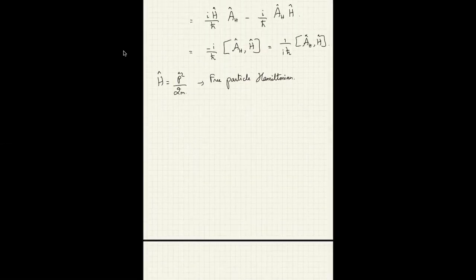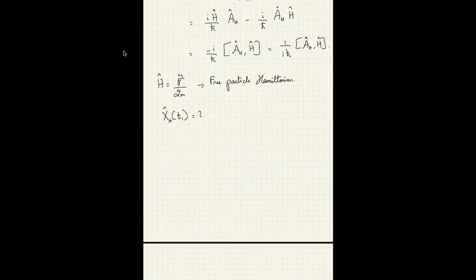So first, how do I calculate x_H at some time t1? Let me look at the equation of motion. Instead of A, plug in X. So this will be dx_H/dt equals 1 over iħ times the commutator of x_H with H_H.